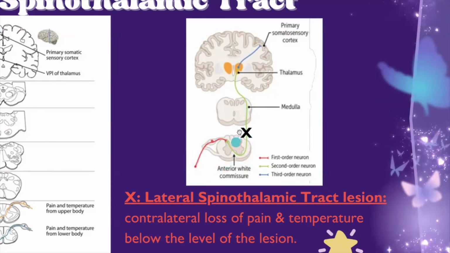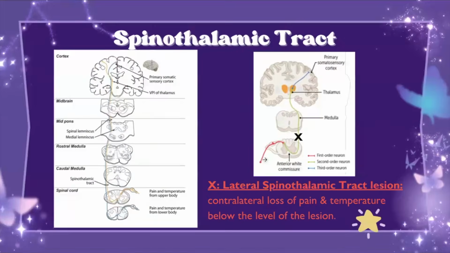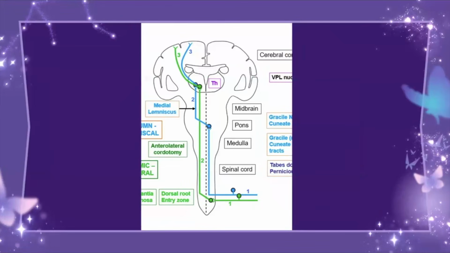So if we cut it over here, the lateral spinothalamic tract, you would have contralateral loss of pain and temperature below this level, because it already crossed at the level of the spinal cord. You don't need to reach up to the medulla. Okay? I hope that was clear.